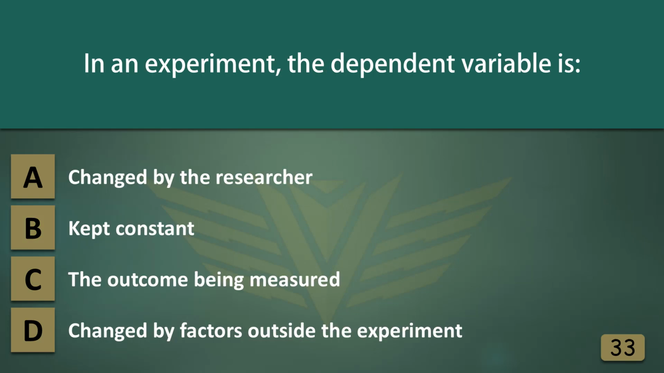In an experiment, the dependent variable is A. Changed by the researcher. B. Kept constant. C. The outcome being measured. D. Changed by factors outside the experiment.